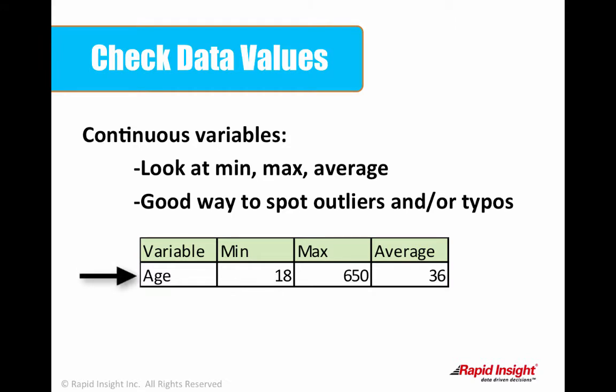Here for age, we can see a min of 18, a max of 650, and an average of 36. When we're looking at the max value, that might be a lot higher than we expect. We could see that maybe someone just created a typo. Instead of 65, they typed an extra 0 there. And we can go back to our data set to see if there are any other values that might not fit with the pattern we're expecting.